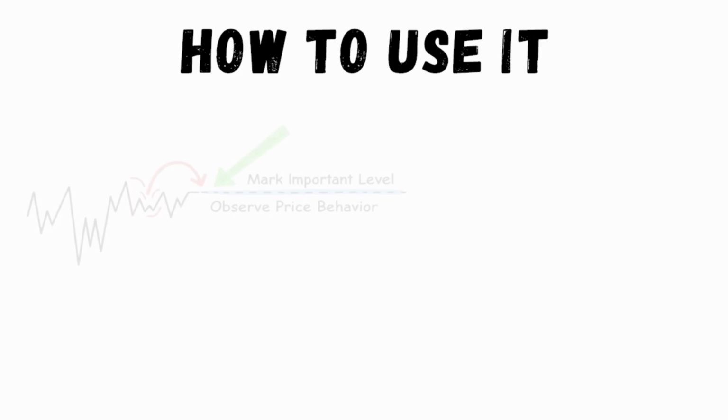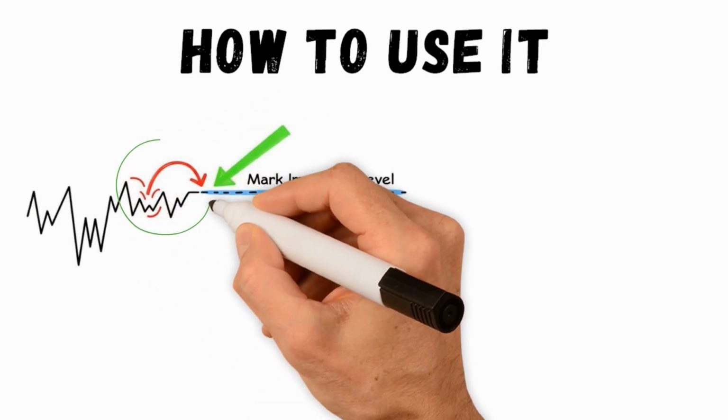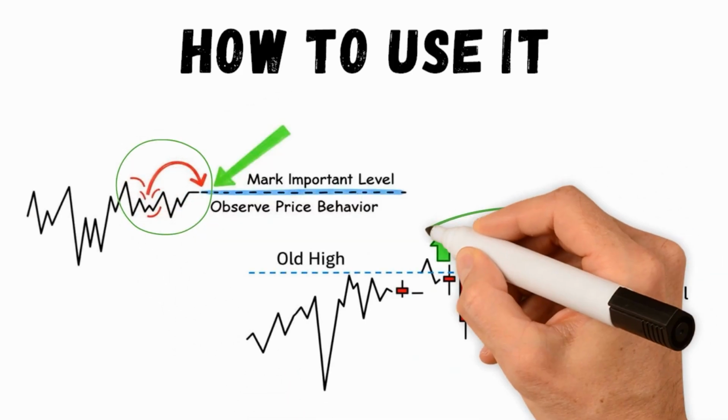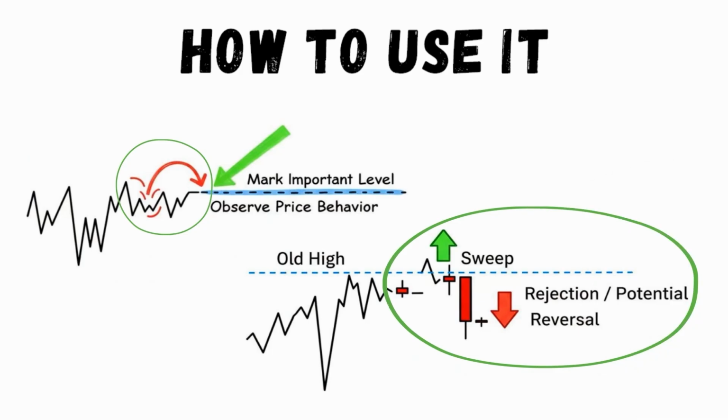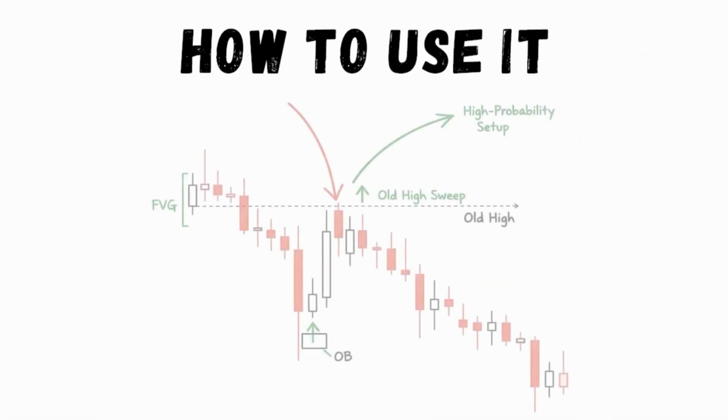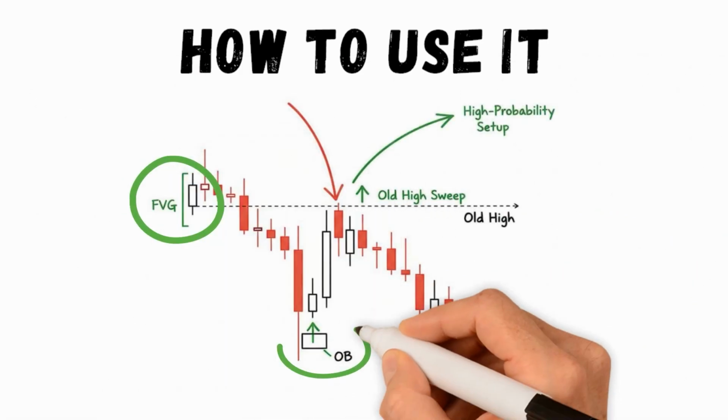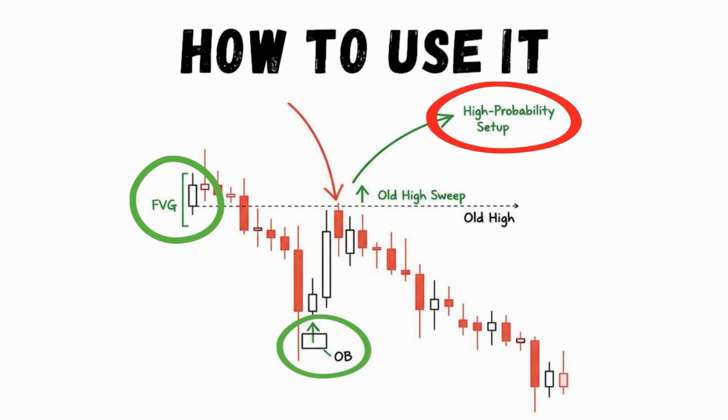How to use it: mark these levels and watch how price behaves when approaching them. A sweep followed by rejection signals potential reversal. These are often used in combination with fair value gaps or order blocks for high probability trade setups.